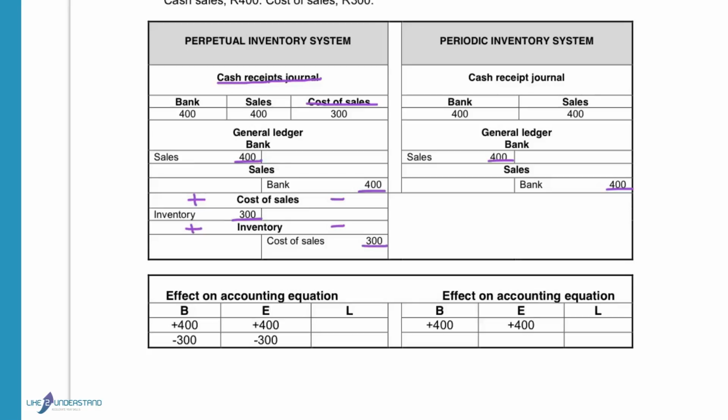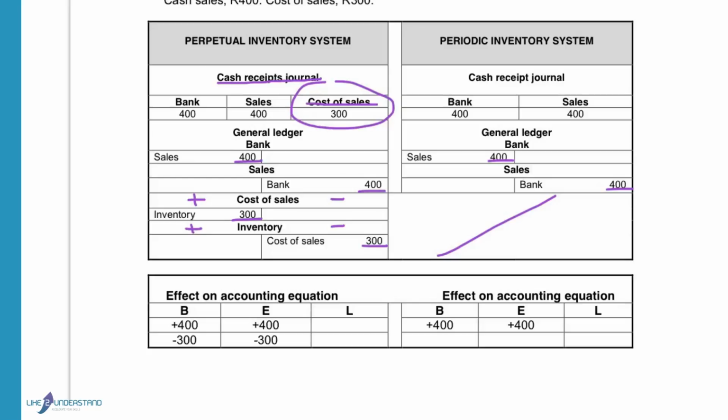No entry in the periodic inventory system will be completed for cost of sales and inventory. In the cash receipts journal, you have an additional column for cost of sales. In the periodic system, you will not have that column for cost of sales.